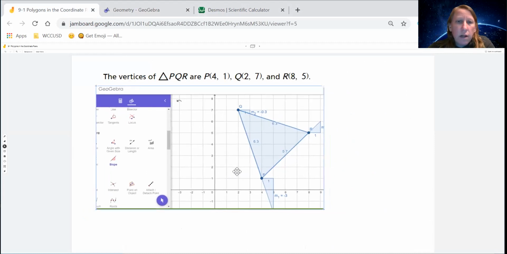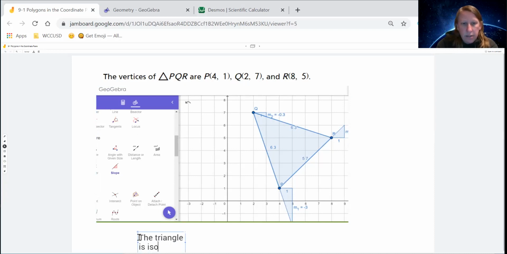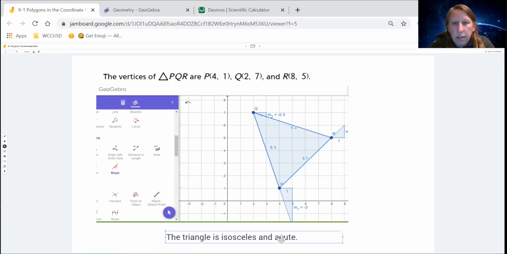So this is where algebra and geometry go dancing, right? What kind of triangle is this? This is an isosceles. The triangle is isosceles and acute. It's an acute isosceles triangle. How do I know that? Because I made the computer do the distance formula for me.